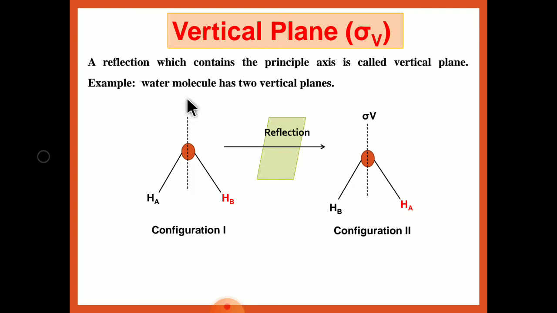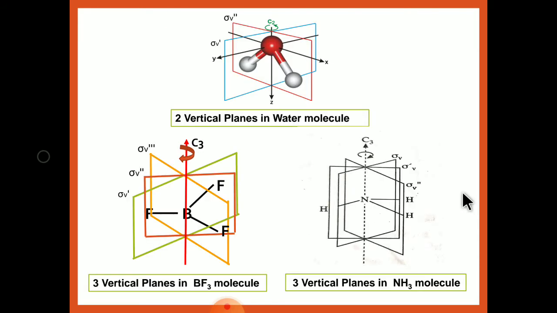If we place a mirror in between the H2O molecule, like this, we will get the reflection of the molecule as the second configuration. Ha will be replaced by Hb and Hb will be replaced by Ha. So we can say that it possesses a plane of symmetry, that is the vertical plane. In this way there are two vertical planes, which are shown in the next slide.